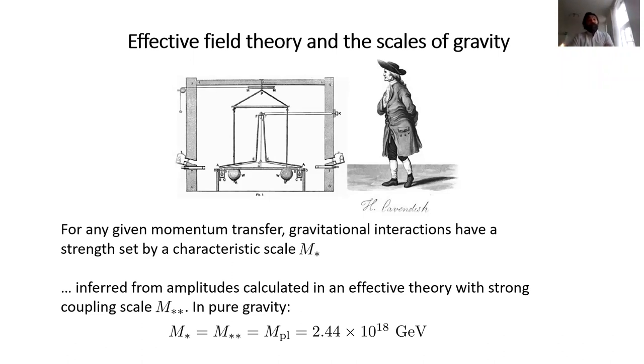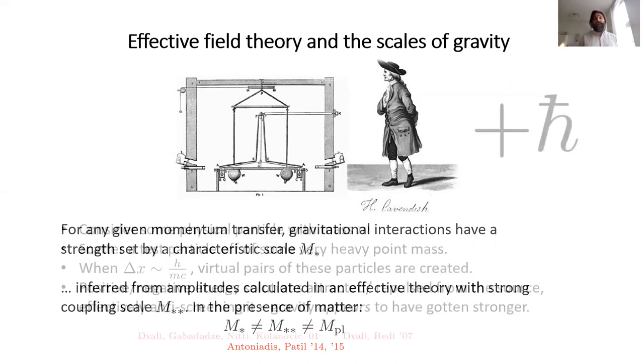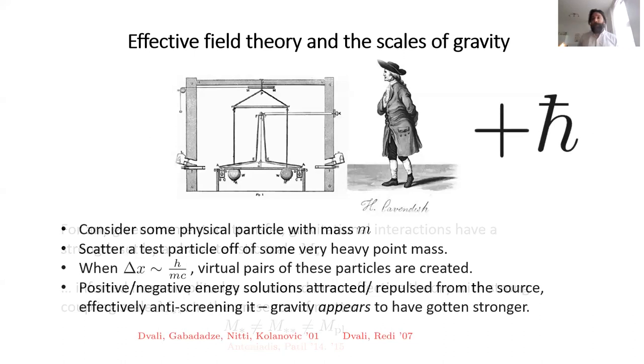So for any given momentum transfer, gravitational interactions have a characteristic strength set by some scale, let's call it M star. And we know now that this strength is inferred in some effective theory with a strong coupling scale, M star star. In pure gravity, the strength and its strong coupling scale are equal to the same number, which we call M Planck. I'm being completely pedantic here. But in the presence of matter, it turns out that they don't need to equal each other. This was understood quite some time ago by Dvali and collaborators.